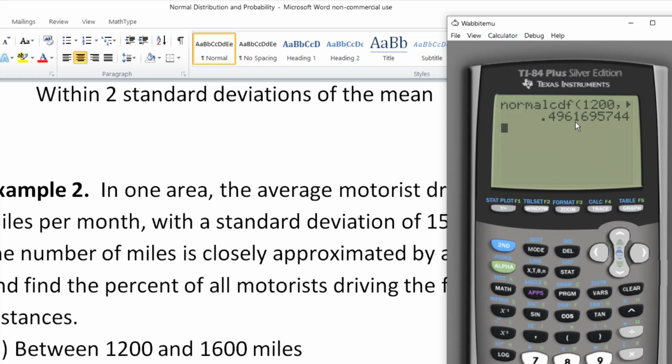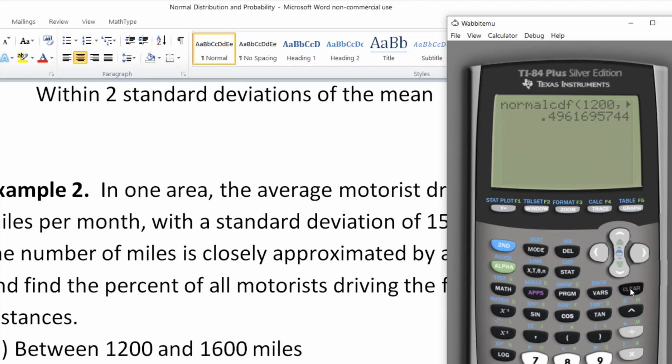But in this case, you want the percent. So I would round this off. I'll bring this over here. So it'll be 49.62%, or I could round that off to 49.6%. That would be your answer.